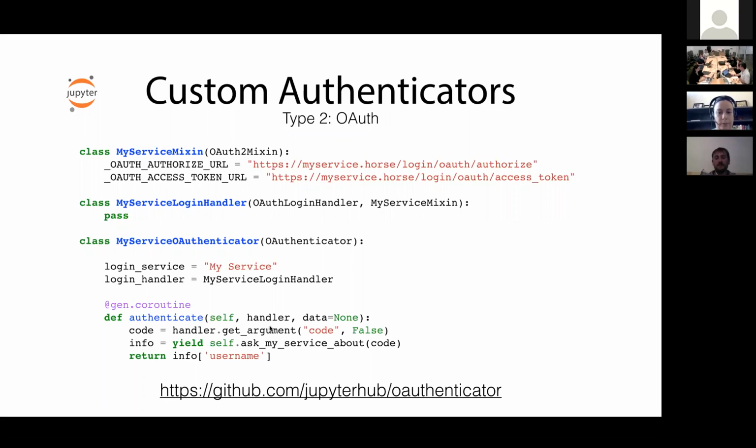Typically, this has some short-lived code passed in the URL arguments, and then you need to take that and ask the service with an API request, kind of who is the user that this code corresponds to. And then again, you just return the username if that is a successful authentication, and return none if it isn't.